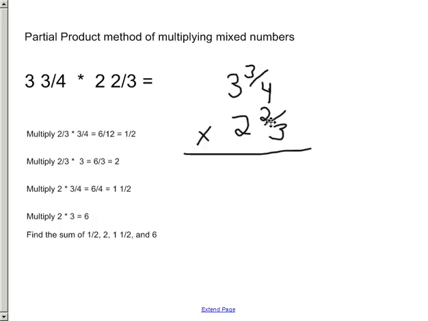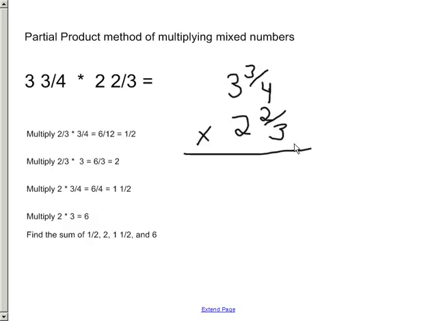When I use this partial product method, and I'm thinking about distributive, I'm going to take this fraction 2/3 and I'm going to multiply it by 3/4 and then by 3. So I'm distributing that 2/3 to the 3/4 and to the 3. Then I'm going to multiply the 2 times 3/4 and 2 times 3. So I've distributed that 2 to the fraction and the whole number. My work is over here.